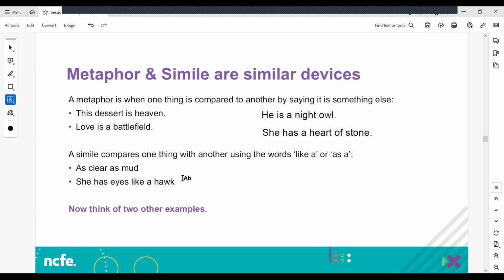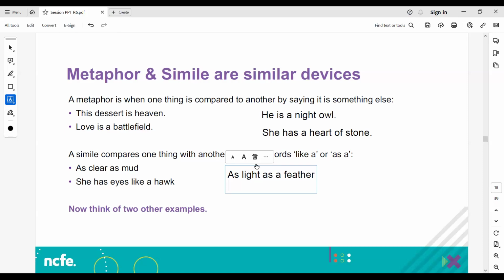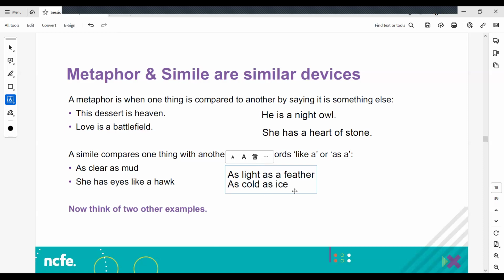Okay, can anyone think of an example of a simile? She's as light as a feather. Brilliant. As light as a feather. Any others? How would we describe something that's really cold? As cold as ice. Good. Excellent. Okay. So if we've got like or as in there, then it's a simile.